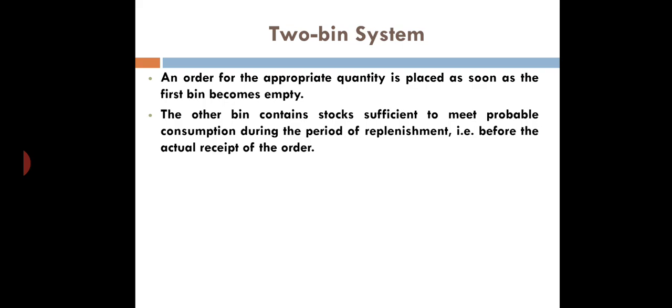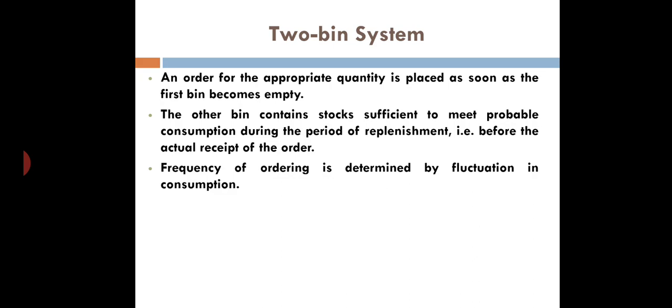So you are having 2 different bins. You are storing the same product, the same item, in the 2 bins. Say for example, if you are running a workshop where a particular type of nut and bolt is required each and every time, it is required in a bulk quantity. You are taking that for a bulk purchase, and you are storing that product in 2 different bins. And once your one complete bin is empty, you will be going for the reorder.